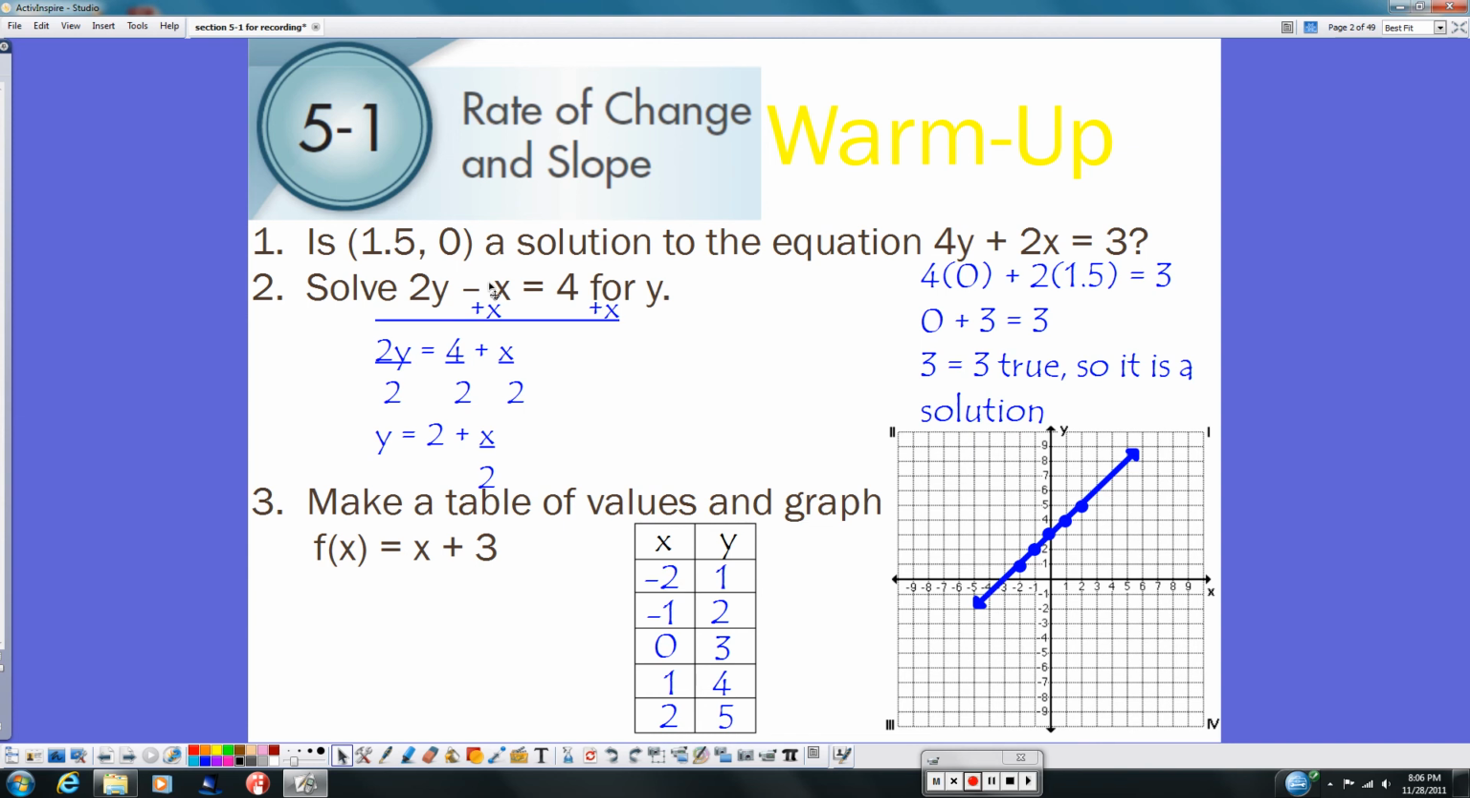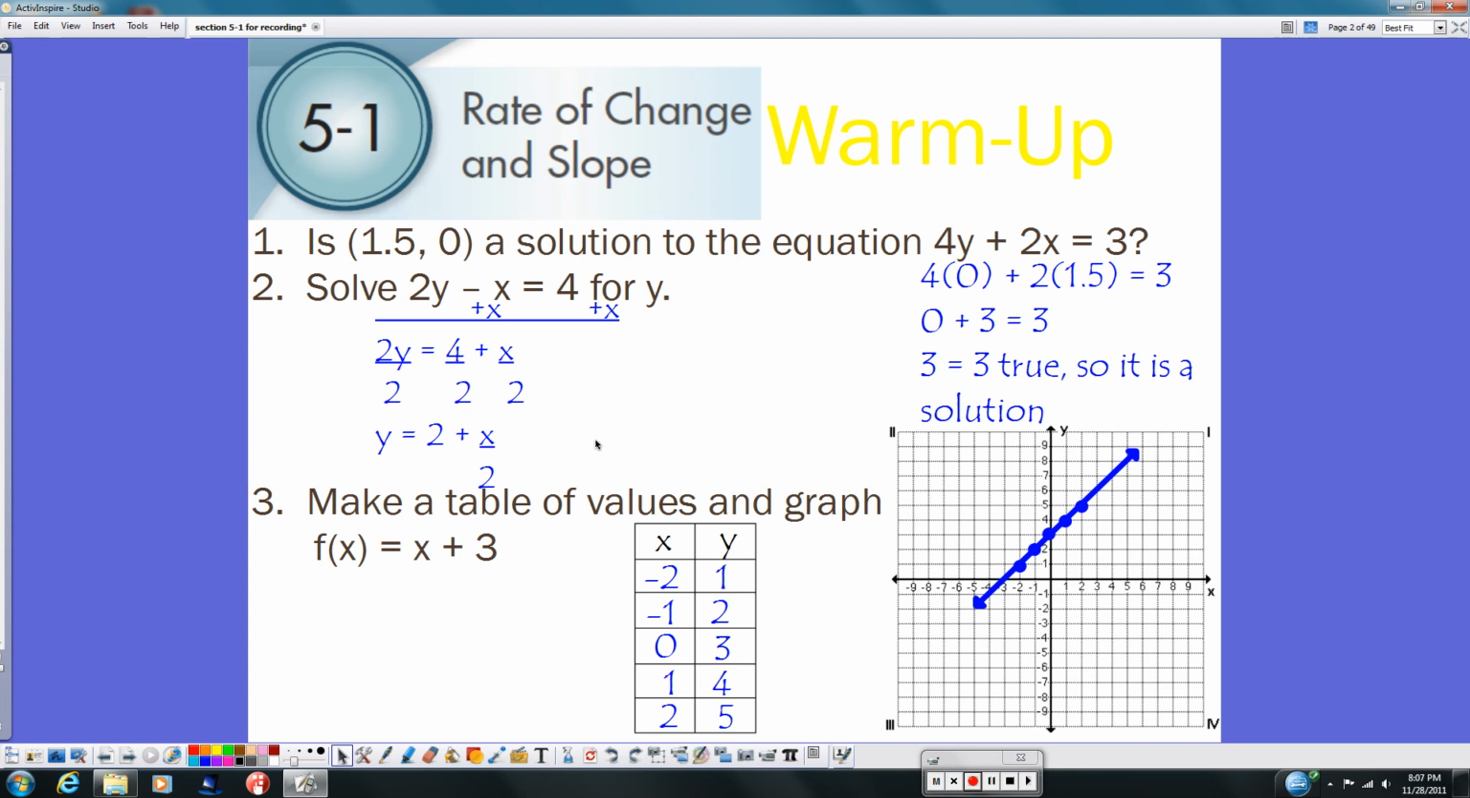To solve this equation for y, we need to get y all by itself. So we need to first get rid of this minus x by adding x to both sides, and then to get y all by itself, we divide everything by 2. So we have y equals (2 plus x) over 2.